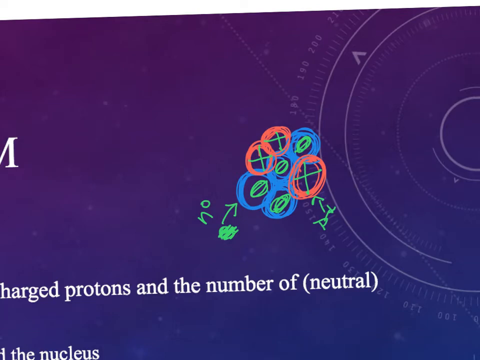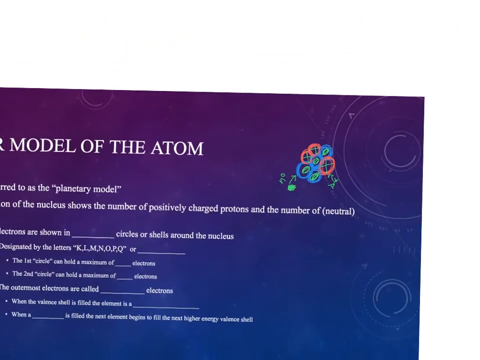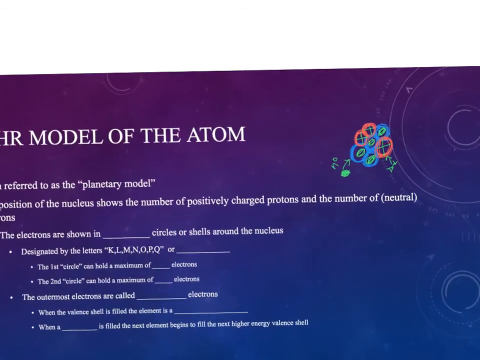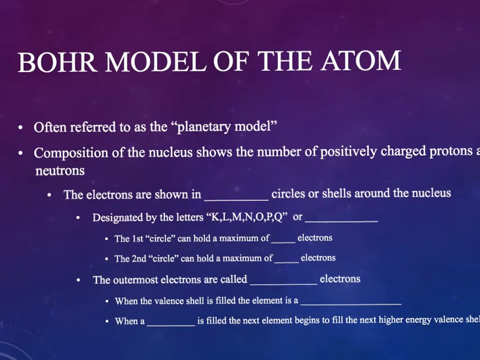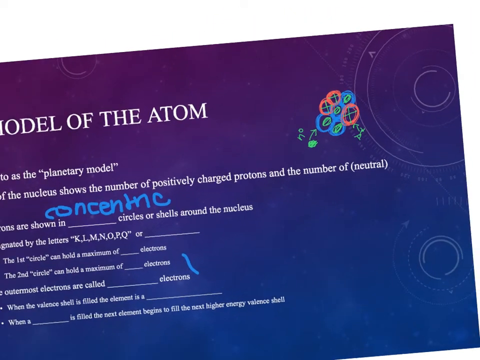So, yeah. Planetary model centered around a sun, which is a nucleus which contains protons and neutrons. Then it has these circles around it, which are in the next bullet. Let's explain that first. The electrons are shown in, as we said before, concentric circles or shells around the nucleus. Concentric means that they're growing in size, or like they enlarge as you go further out, outside each circle, basically.